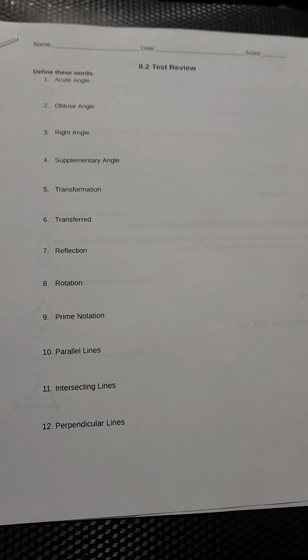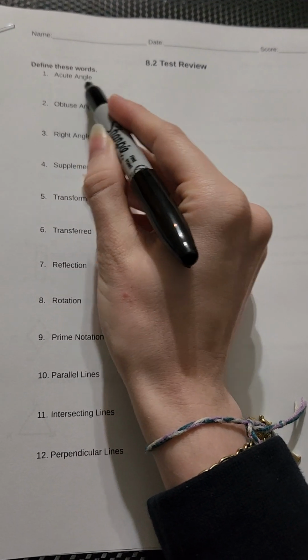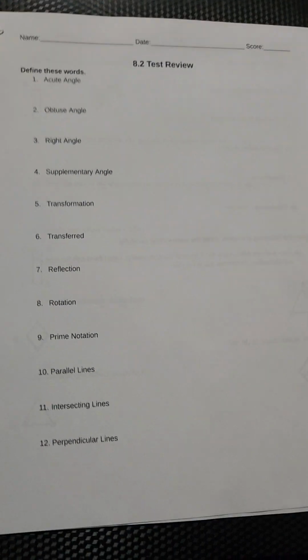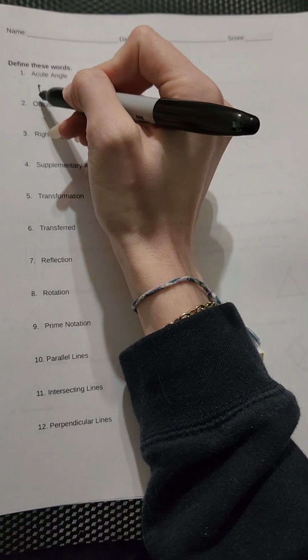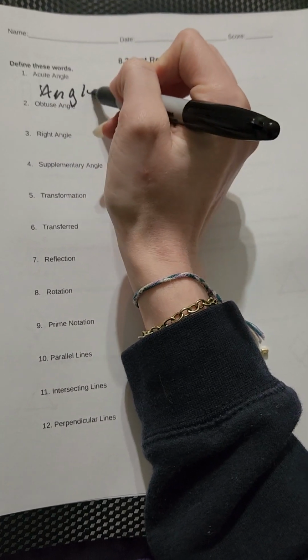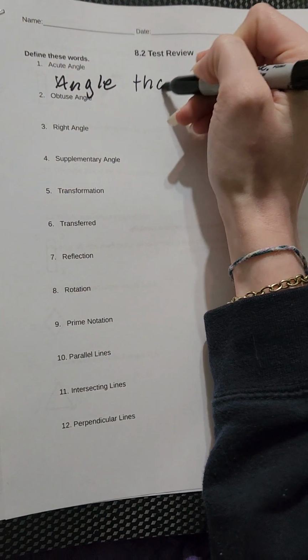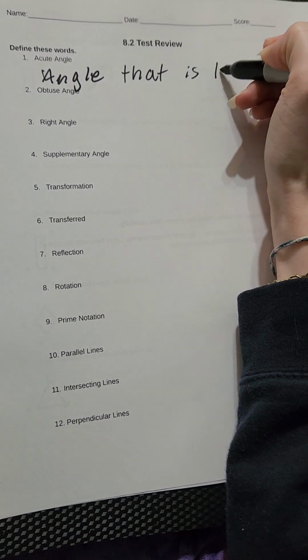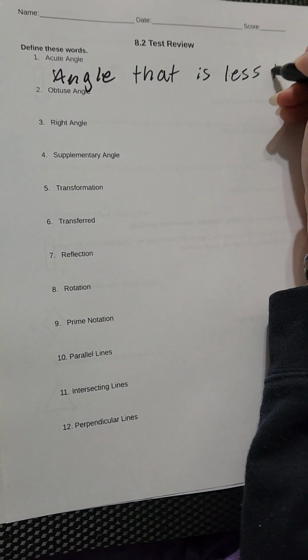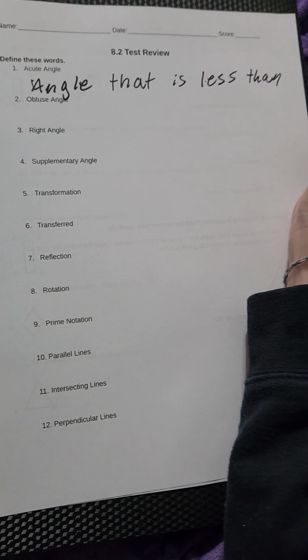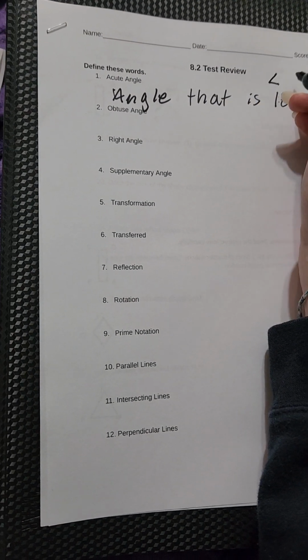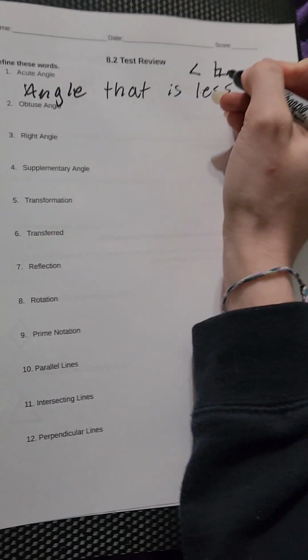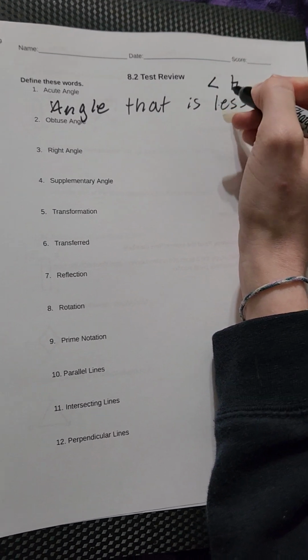So let's get going. The first thing we're going to see is the word acute angle. If we remember correctly, an acute angle is an angle that is less than 90 degrees. If you want an example, it would look something like this. Smaller than this. This is a right angle right here. It's going to be smaller than that.